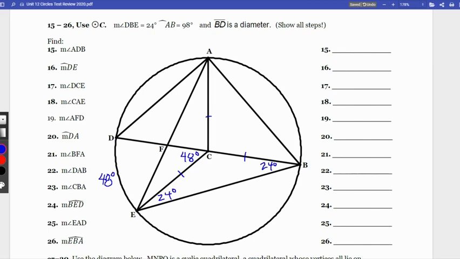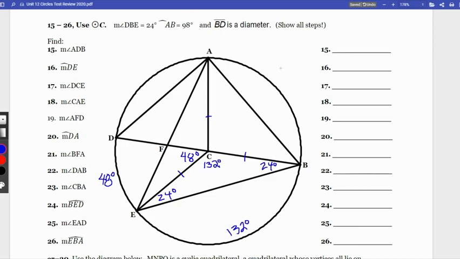Let's see, 24 and 24 is 48. 180 minus 48 is 132. And if this angle ECB is 132, then its intercepted arc must be 132 degrees. Also, we are just flying through this. That might be all we can do so far. Let's take a look at the other information.